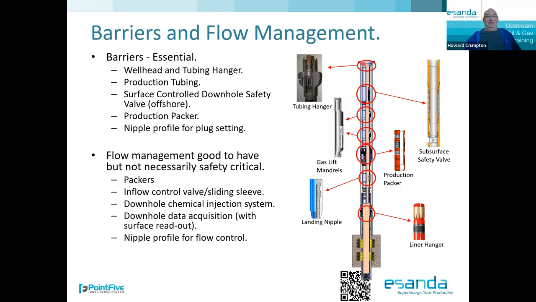My tubing hanger is a lump of iron that sits in the wellhead, and the tubing is connected to it with a threaded connection, and that's supporting the weight of the tubing string. The tubing itself, and then if we have a downhole safety valve, it's going to be fairly close to surface. We may have chemical injection mandrels, production packers, all of this sort of stuff. So what I'm going to do now is just move through each of these components one at a time, a quick look at what it does and how it works.